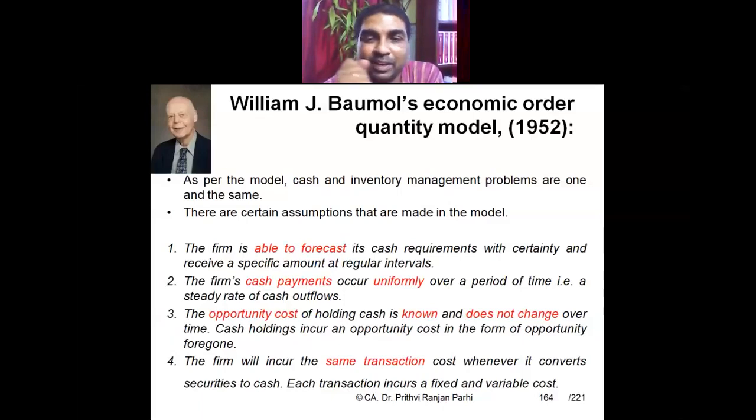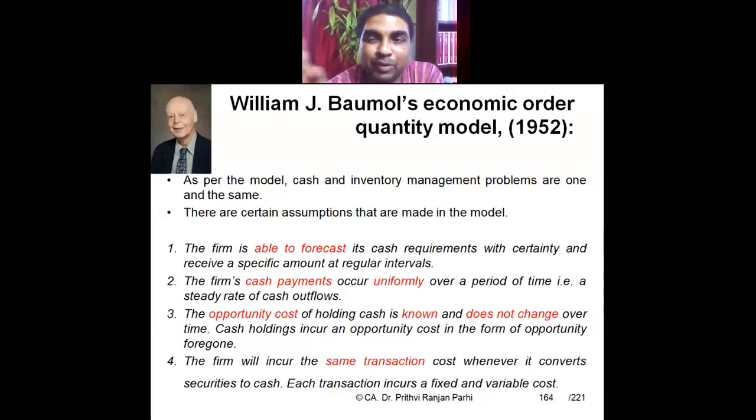Whether you are liquidating 5,000 rupees or 5 lakh rupees, that doesn't matter. So that component of the transaction cost is constant. It is a fixed cost because it is fixed. Now let us say when you are liquidating, the bank is charging 1%.